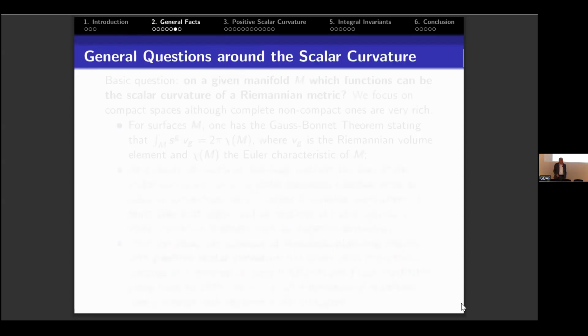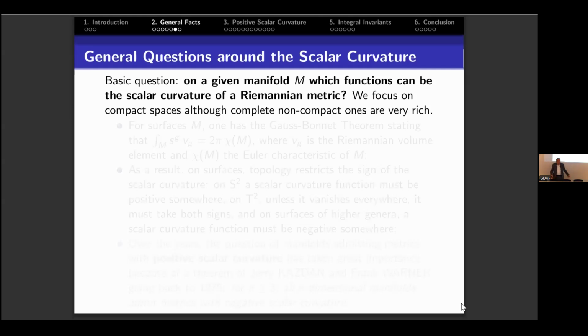And then what are the general questions about the scalar curvature? Well, the basic question is, if I give myself a function on the manifold, can it be the scalar curvature of a Riemannian metric? So that's the most general question you can ask. Scalar curvature is a function, you give yourself a function. Can this be the scalar curvature of a Riemannian metric? I will be talking during the whole lecture about compact manifolds, but actually it's very important to look also at the non-compact case, particularly for complete metrics. And actually it's much richer and extremely interesting, and many results have been obtained recently in that.